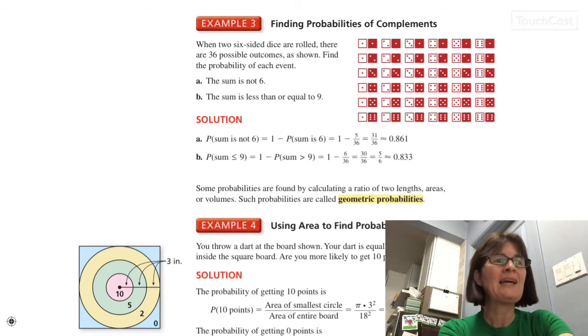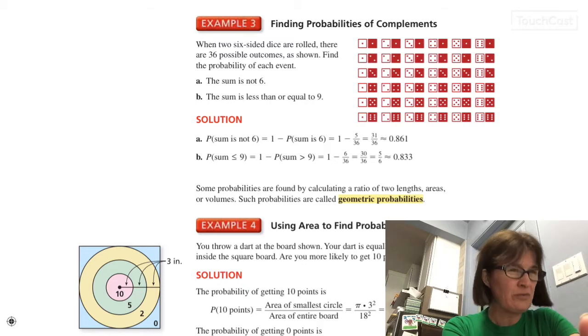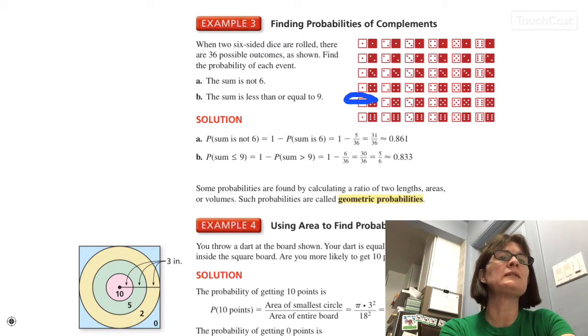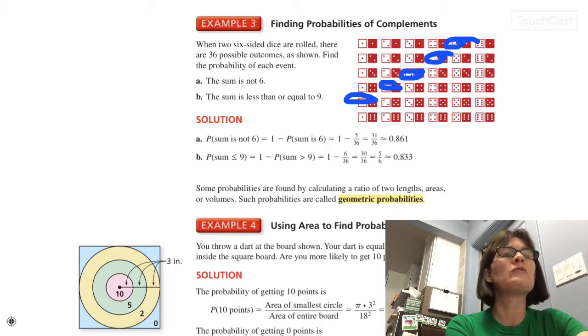But watch this. If I can just find the ones where the sum is 6, there's fewer of them than there are outcomes where the sum is not 6. So if I find the ones where the sum is 6, that's 1 and 5, 2 and 4, 3 and 3, 2 and 4, 1 and 5. There's 1, 2, 3, 4, 5. Am I missing any?